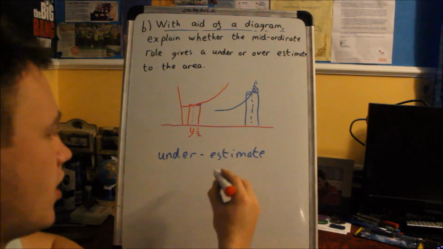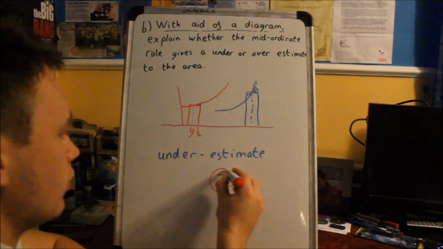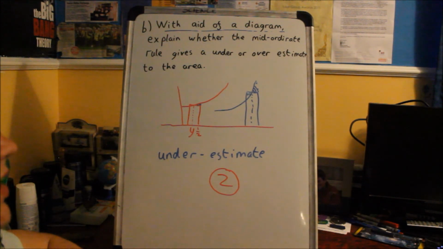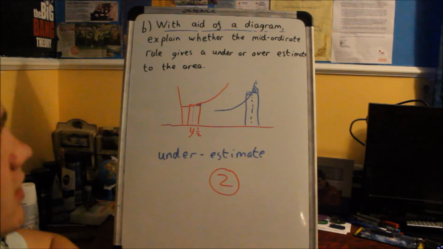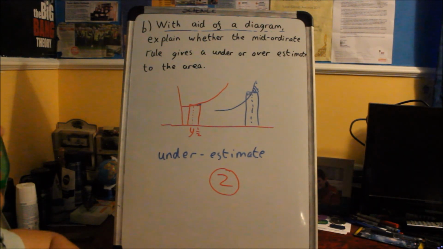So there was only 2 marks available for that, but you needed that drawing. So make sure you read the question properly, and if it says with the aid of a diagram, it's not saying it for a joke, it needs a diagram. Hopefully this helped a little bit. This is question 5, let's get on to question 6.